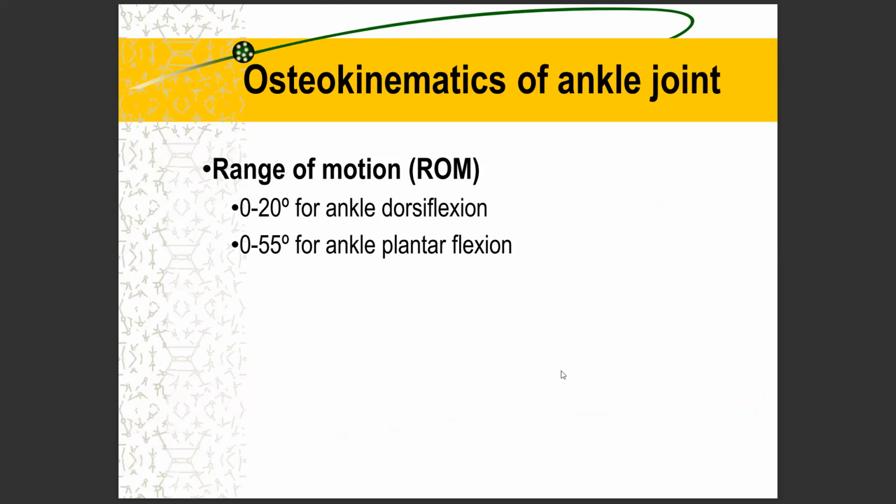If you talk about the osteokinematics of the ankle joint, there is only one degree of freedom. We discussed earlier that the movements occur in one direction only, and those are dorsiflexion and plantar flexion. Dorsiflexion means when the dorsum of the foot comes towards the shin; the angle between the dorsum of the foot and the shin decreases, and that is known as dorsiflexion. And when the angle between the shin and the dorsum of the foot increases, that is known as plantar flexion.